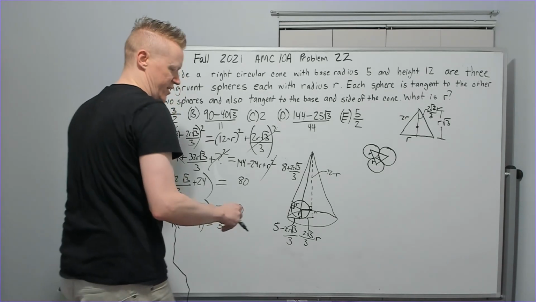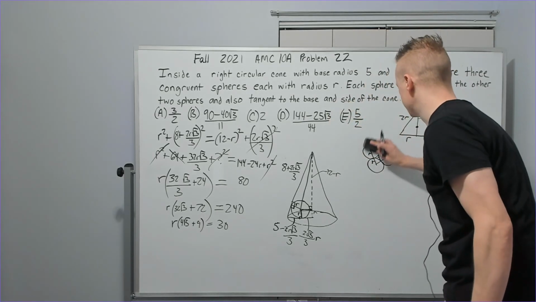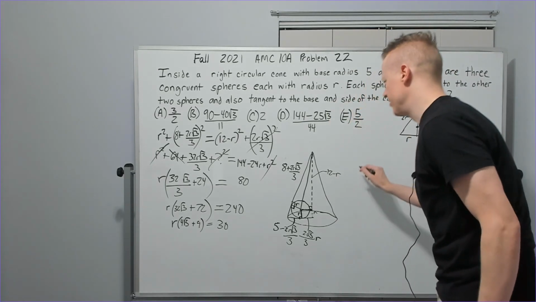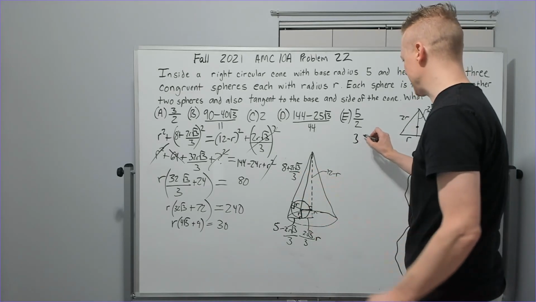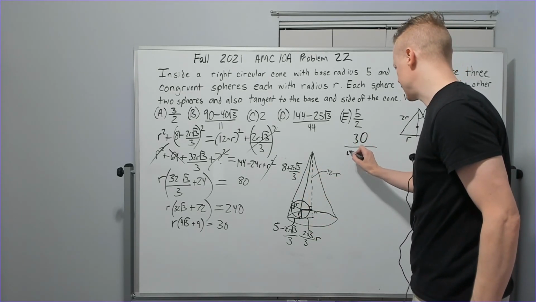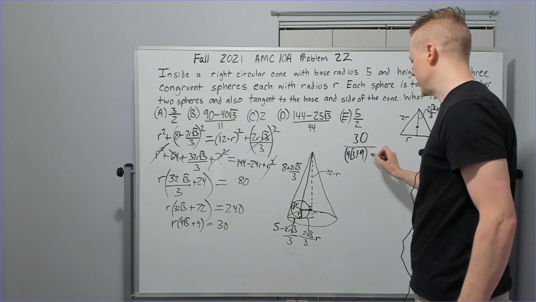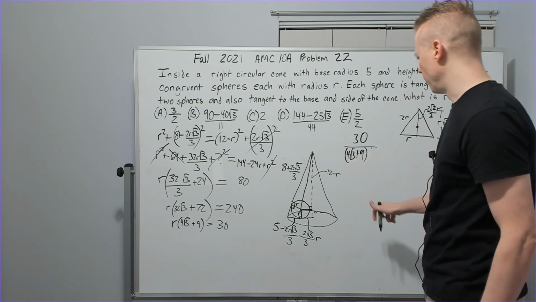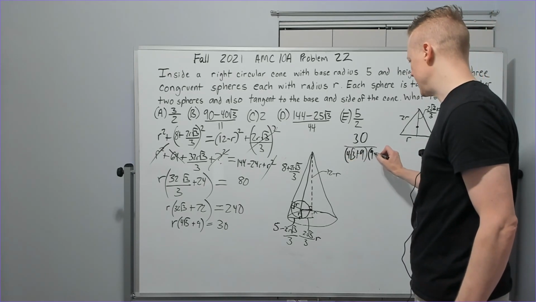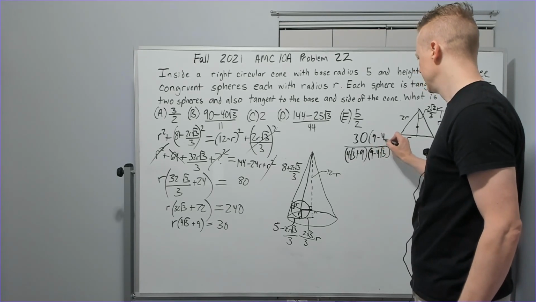Now, I'm going to move over here. I'm going to have 30 over 4 root 3 plus 9. It's just getting hard to get that low, you know what I'm saying? And I'm going to multiply by the conjugate. What's bigger? This is going to be only 48. So I'm actually going to multiply by 9 minus 4 root 3 on top and bottom.